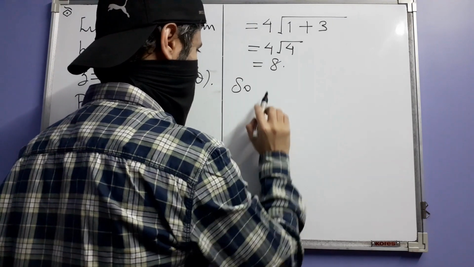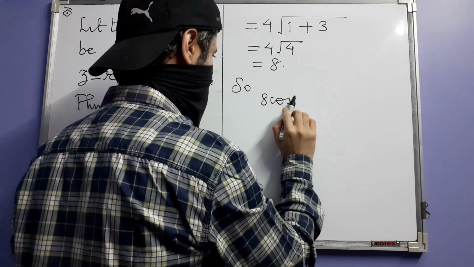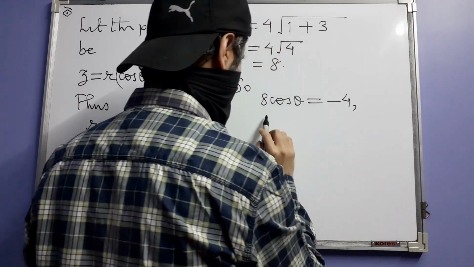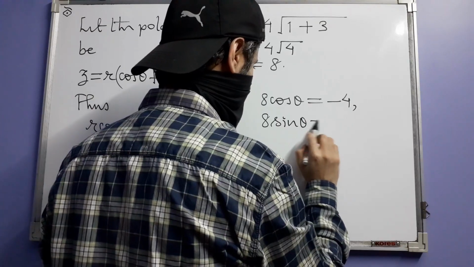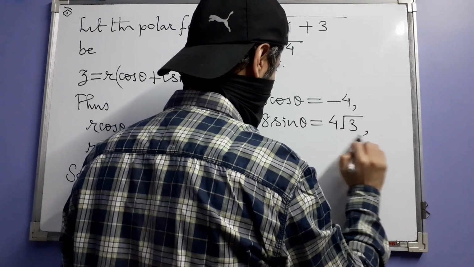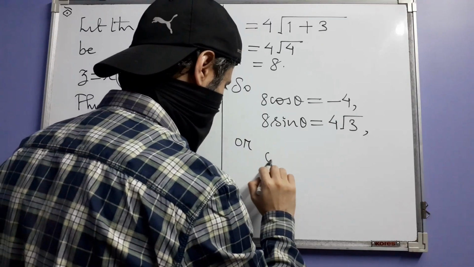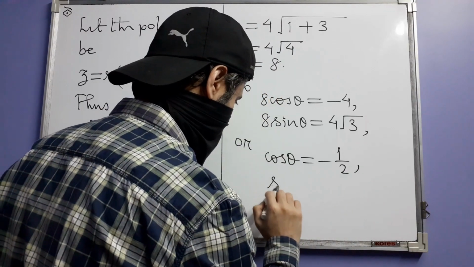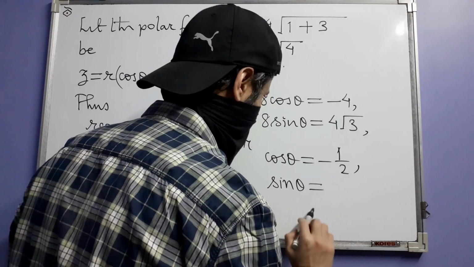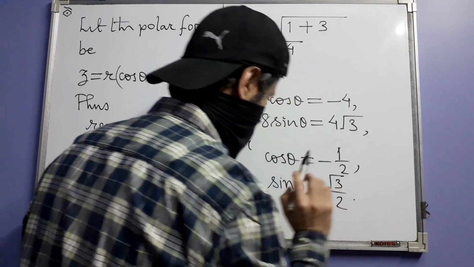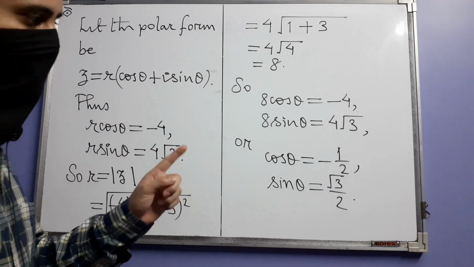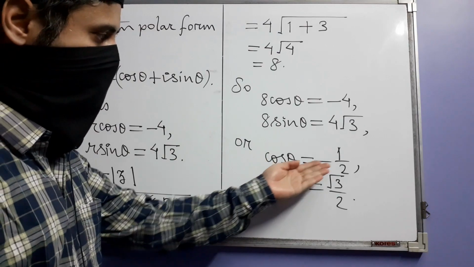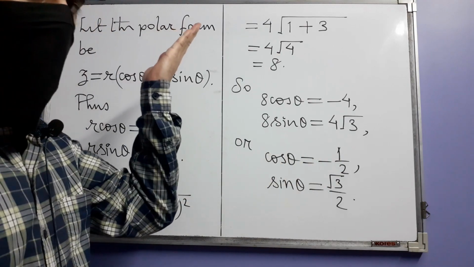So 8 cos theta equals minus 4 and 8 sin theta equals 4 root 3, or if you simplify a bit you get cos theta is minus 1 over 2, and sin theta is square root of 3 divided by 2. This tells you that the complex number lies in the second quadrant because cos theta is negative and sin theta is positive.